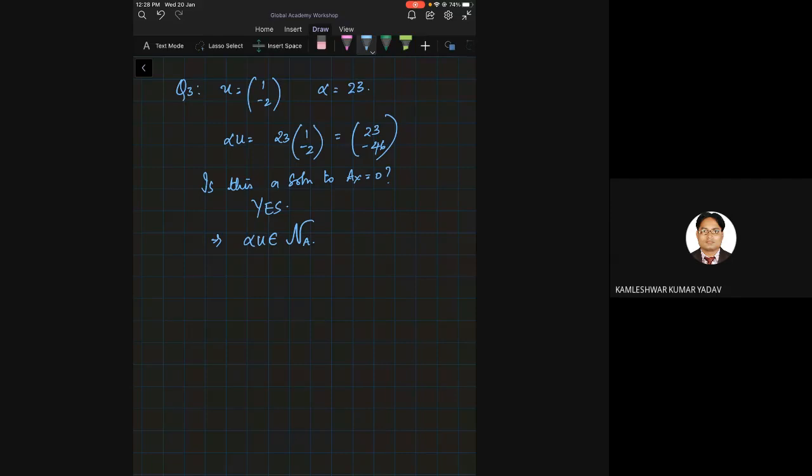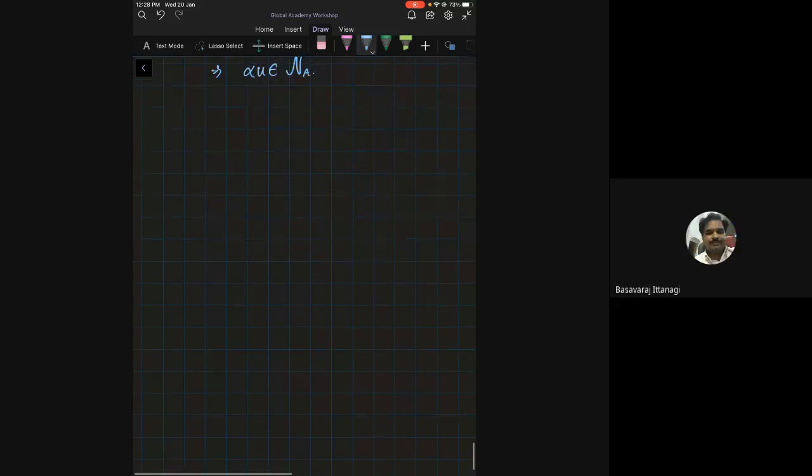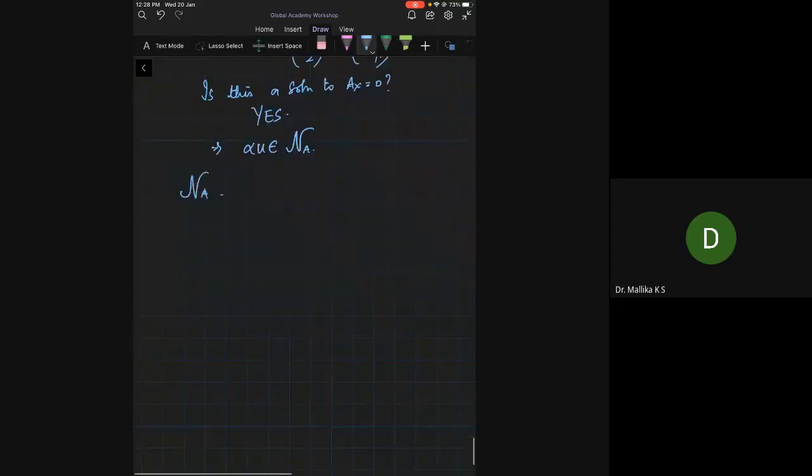So what can we tell about Na? What is that set of vectors which is closed under addition and scalar multiplication? It is closed under scalar multiplication. We have already proved that it is closed under vector addition. We have proved that it contains the 0 vector. Therefore, it is a vector space. Exactly. Brilliant. So we say Na is a vector space.